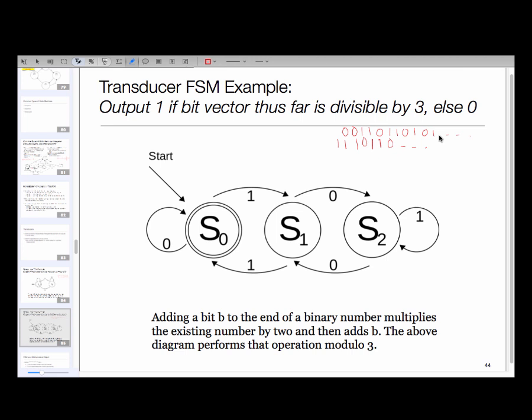And the same analysis you can apply out here. So in each one of these cases, we can think about getting a 0 means multiply by 2, getting a 1 means multiply by 2 and add 1. And then you can reason where you are going to jump. So this becomes my state machine for this.